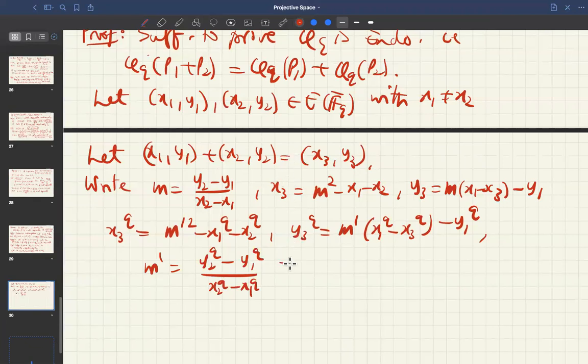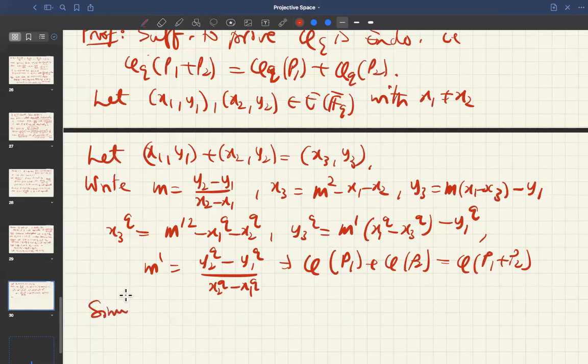So this tells you that phi of p1 plus phi of p2 is actually phi of p1 plus p2. This is the first time we are doing it for x1 not equal to x2. We can do something similar for when x1 is equal to x2, which I won't go through, similarly for x1 equal to x2.